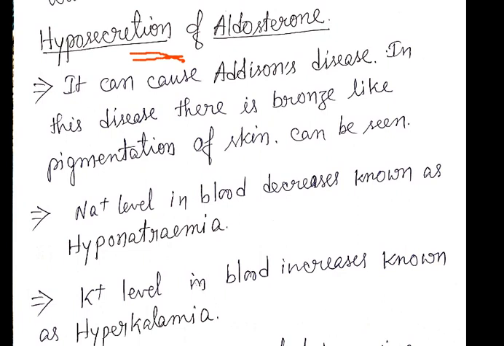Next, hyposecretion of aldosterone. If the aldosterone is secreted in less quantity, then what will happen? Hyposecretion means less secretion of aldosterone. First thing is this: the hyposecretion of the aldosterone results in a condition known as Addison's disease. In this disease, a bronze-like pigmentation on the skin can be seen.